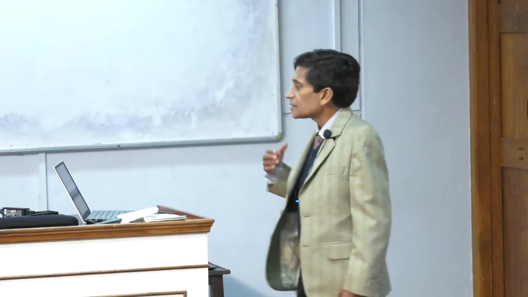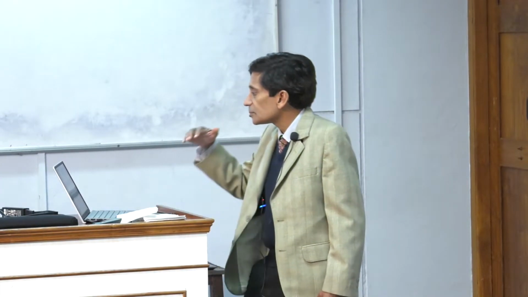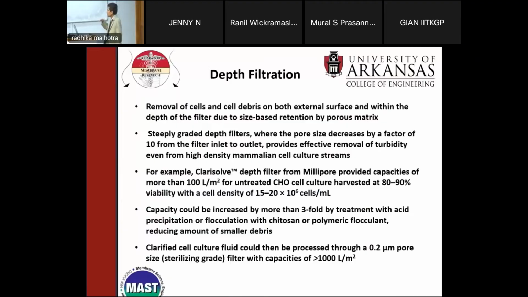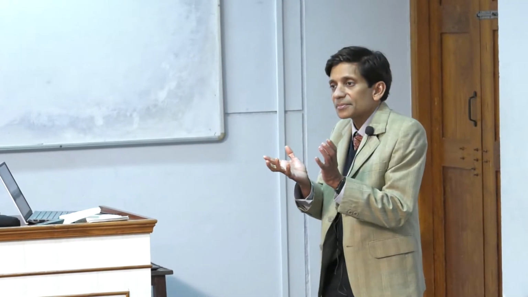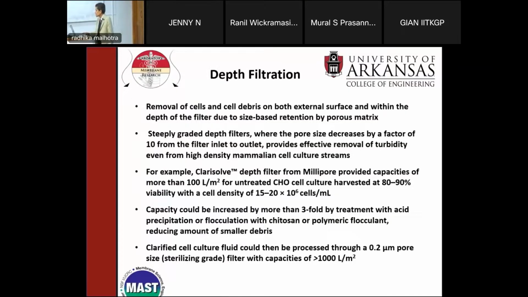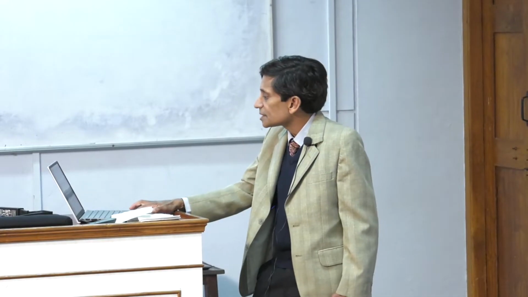Now, removal of cells and cell debris occurs on both the external surface as well as within the depth of the filter due to size-based retention by the porous matrix. So as I said, you must consider this as a three-dimensional structure where you get removal not just by surface sieving, but by the depth of the material in the filter itself. Steeply graded depth filters, where the pore size decreases by a factor of 10 from the filter inlet to outlet, can provide effective removal of turbidity even in high-density mammalian cell culture streams.